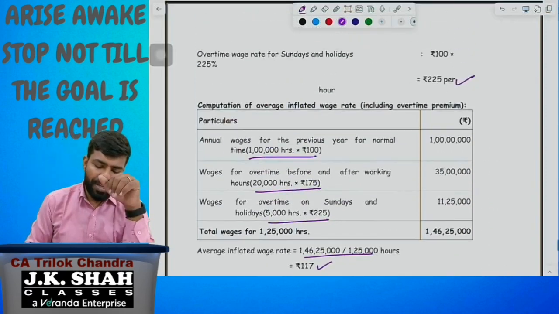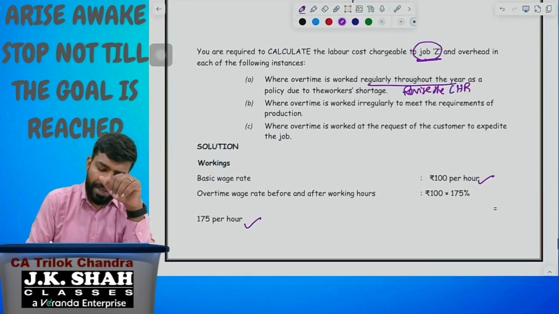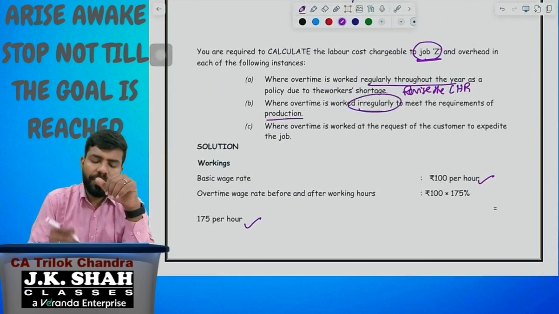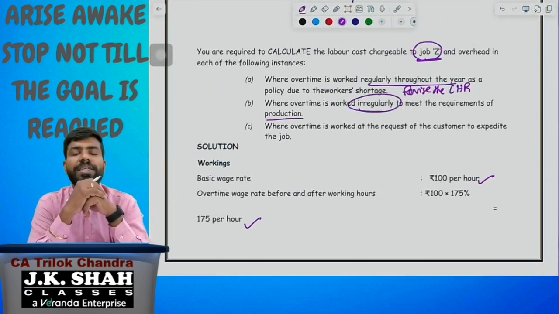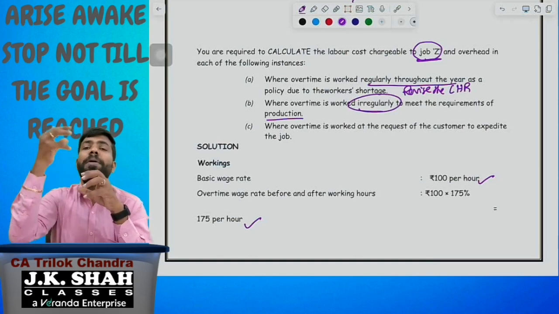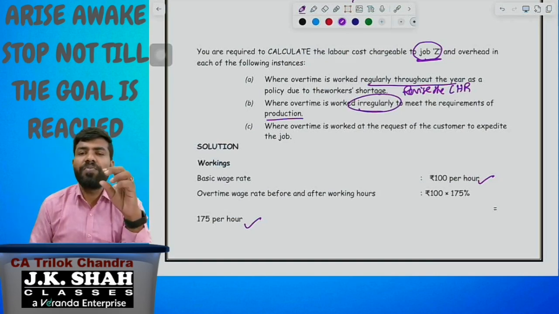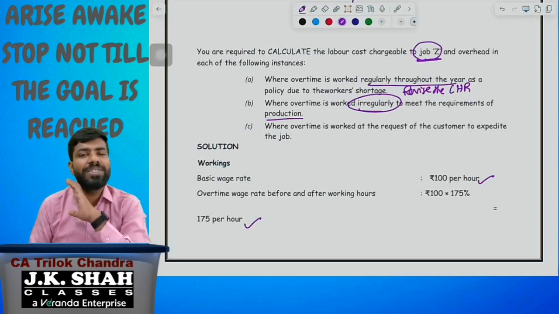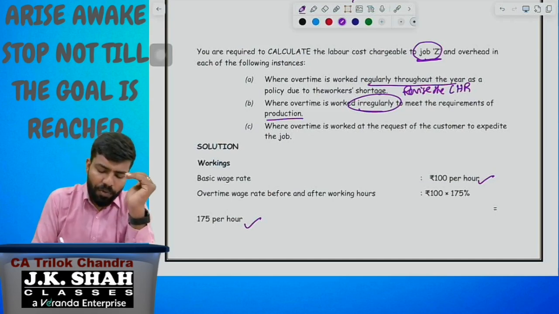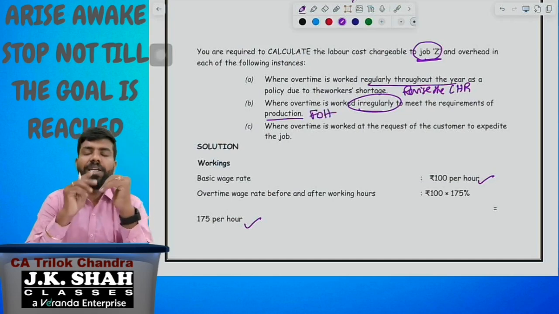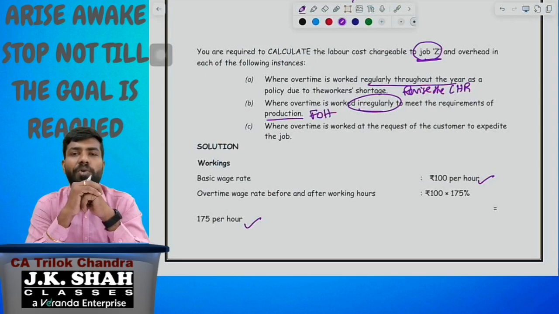Second instance, when the overtime is worked irregularly to meet the requirement of the production. If it is irregular, that premium amount, I am speaking about the overtime premium, in case of the first scenario, before and after working hours, 75 rupees is the premium. On Sundays and holidays working, 125 rupees is the premium. That premium amount will be accounted to factory overheads.